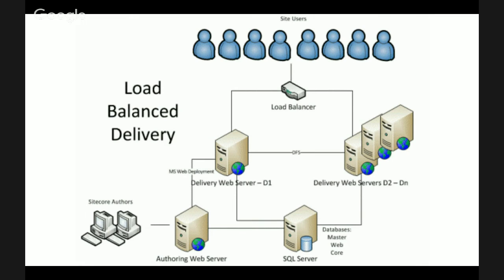Or say you maybe need to load balance your delivery server. So in this case, you have a single authoring server. We don't have a lot of authors. They can author their content. It gets published to web. But we have a lot of traffic coming in. And we're going to put that behind a load balancer and then serve the content out through the load balancer.